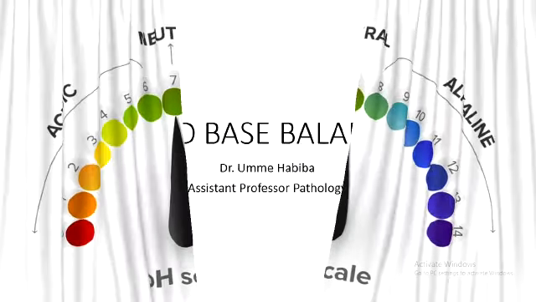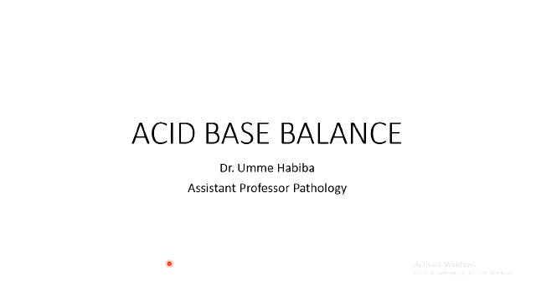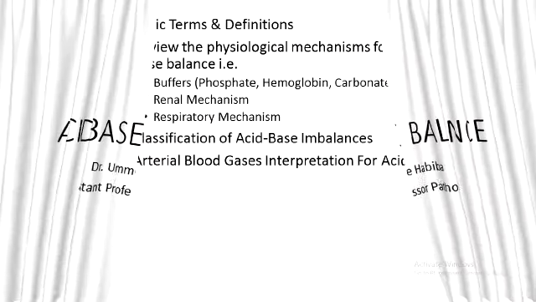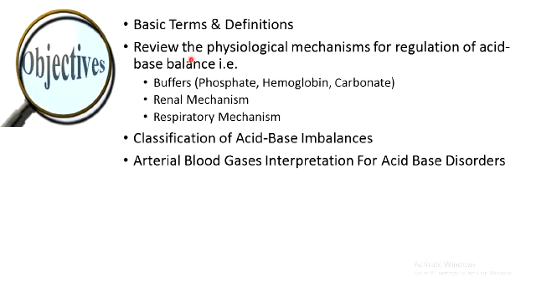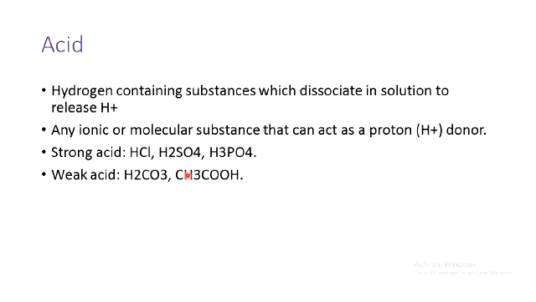We are going to start a new unit today, which you can guess from this slide. It is acid-base balance. What we are going to study in this unit will be the basic terms and definitions and a brief review of the physiological mechanisms for regulation, including the chemical buffer systems, the renal mechanism, and the respiratory mechanism for the regulation of acid-base balance. Then we will briefly do the classification of acid-base imbalances, and in the end the arterial blood gas interpretation for the acid-base disorders.